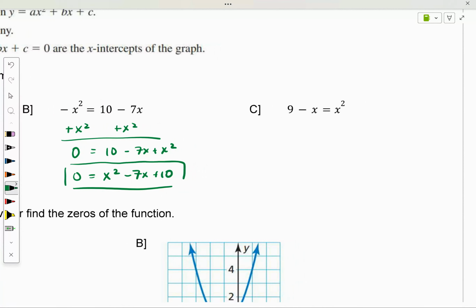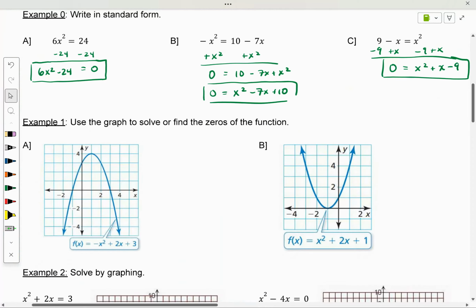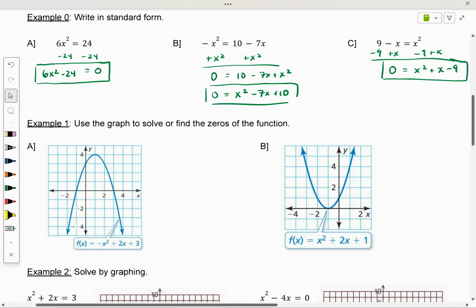All right, and then this last one here. It's probably easier to move the x squared over because then I'd only have to do one term. But you could also minus the 9, add the x to both sides like this. I'm going to do that just because I like keeping my x squared positive. So I'll have 0 equals x squared, plus x, and then minus 9. See how I just put it in standard form right away? You can do that. All right, so there, practicing standard form.